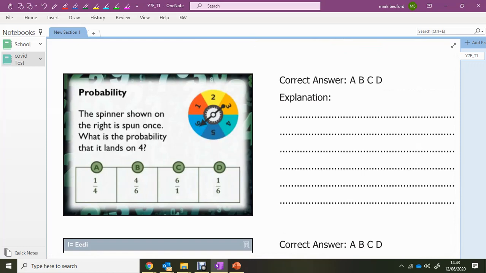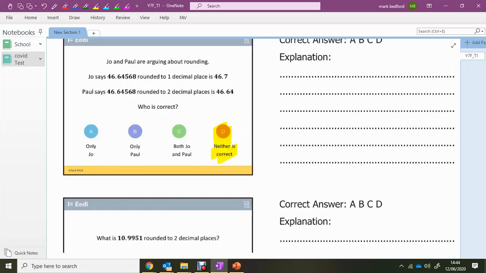The spinner shown on the right is spun once. What is the probability that it lands on 4? There is only 1 4 out of 1, 2, 3, 4, 5, 6 numbers. My answer for that is D. On my next question, Joe and Paul are arguing about rounding.